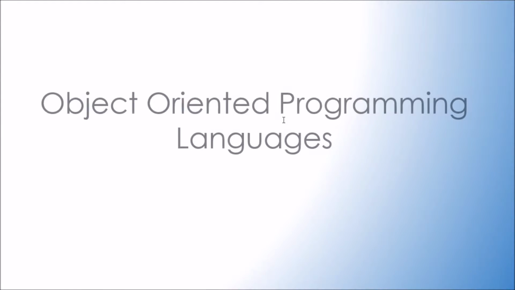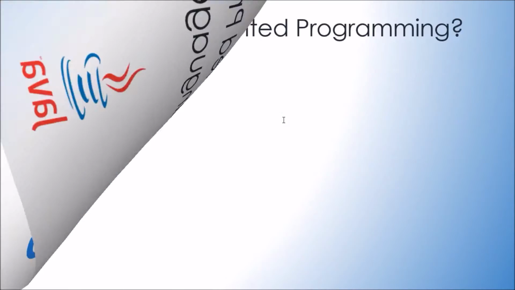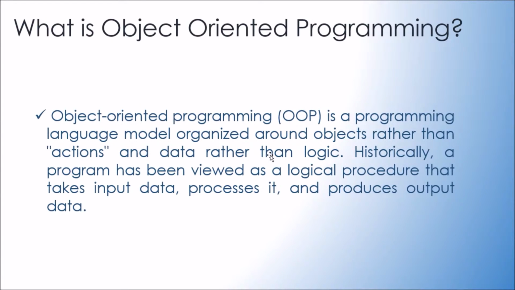Now let's discuss the object-oriented programming languages. Object-oriented programming (OOP) is a programming language model organized around objects rather than actions and data rather than logic. Historically, a program has been viewed as a logical procedure that takes input data, processes it, and produces output data.